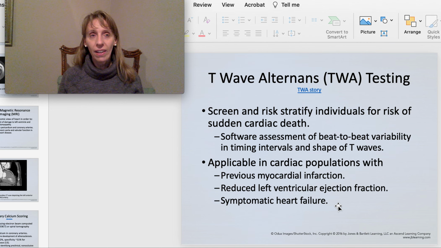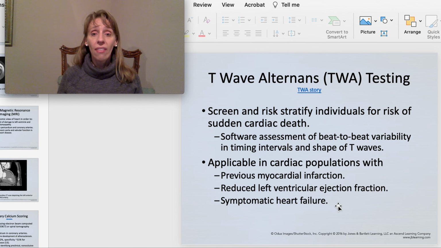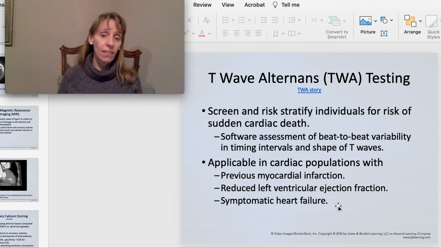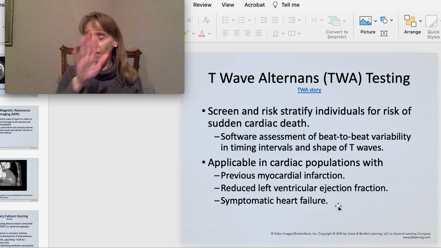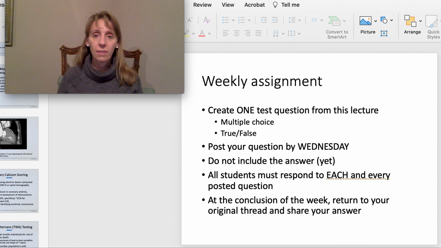This is an interesting one. This is the story of a fellow. You can click on this one, the TWA, the T-wave alternans testing. This is screening and risk stratifying individuals for risk of sudden death, like risk of just dying, right? So this is capable of assessing patients that have had previous episodes and looking at the probability for future events. It's very interesting. If you've never heard of this, you can click on my link and see the fellow's story about this.